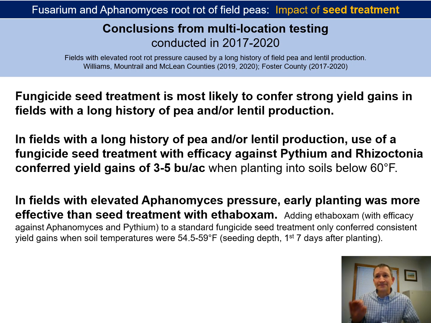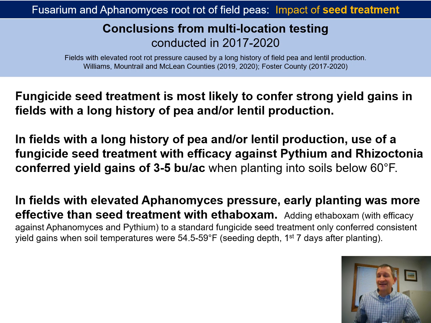All right, very good. That was our initial testing with fungicide seed treatments. We did more testing in the last 2 years, and much more rigorous testing. But what I want to share with you is what we learned in those first years, before we followed this up with more testing here in 2023 and 2024. First off, what we learned is that fungicide seed treatment is most likely to confer strong yield gains in fields with a long history of pea or lentil production.